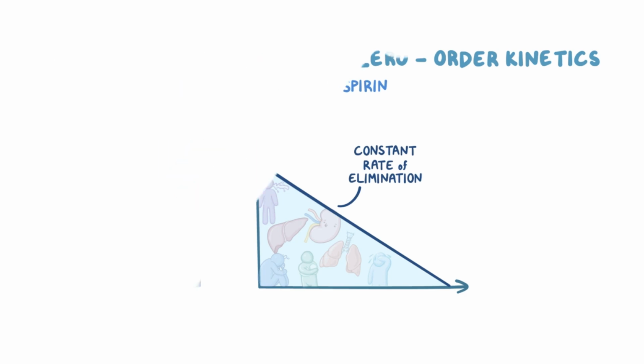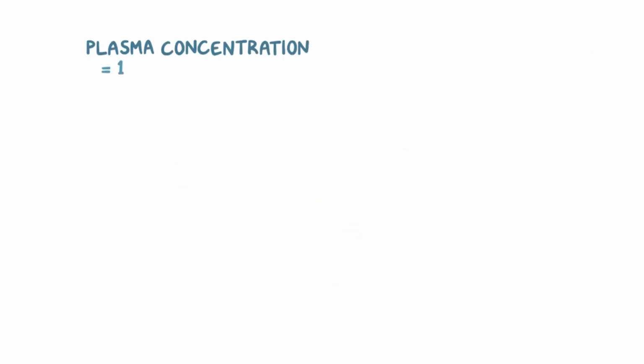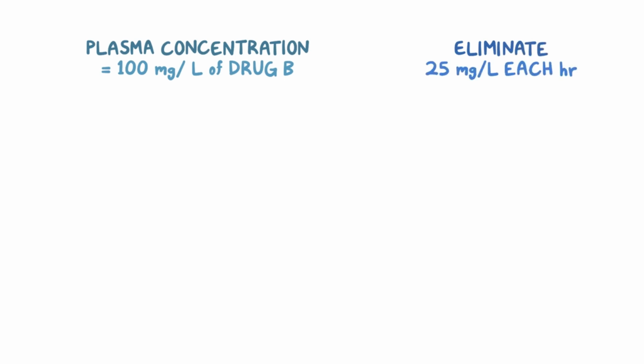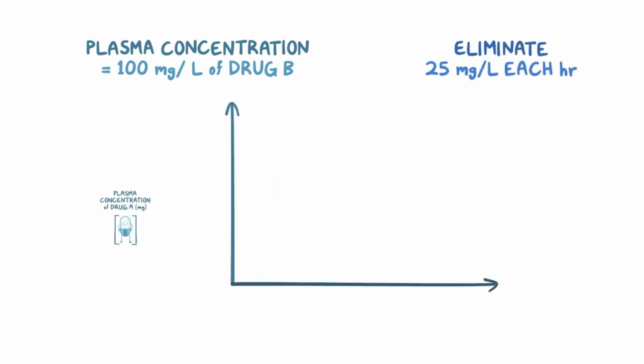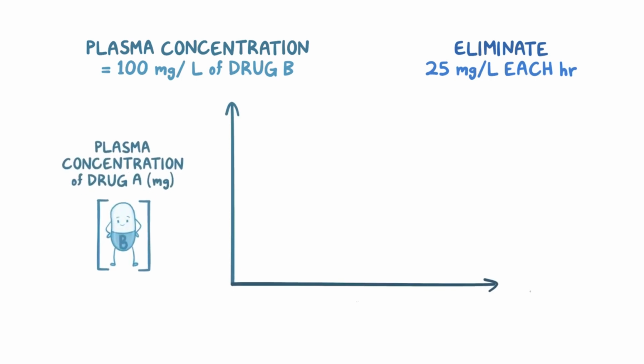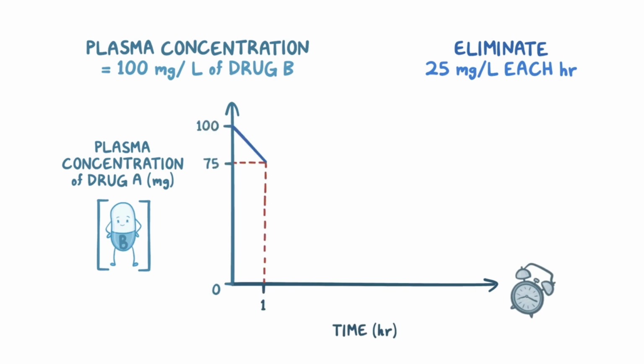So, let's say we started with a plasma concentration of 100 milligrams per liter of drug B, and will always eliminate 25 milligrams per liter each hour. Why don't we bring back that graph we had before, with the plasma concentration of the medication still on the y-axis and the time still on the x-axis. During the first hour, we'll go from 100 to 75 milligrams per liter. Then, after the second hour, we'll go from 75 to 50, then from 50 to 25, and then down to 0. So what we get is a straight line.